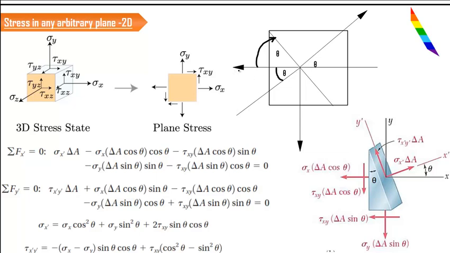So already sigma x delta a cos theta has taken a cos value to get resolved into this x dash direction. So if you want to resolve it into another direction or this other axis, definitely cos will take a sine value. It's very simple.